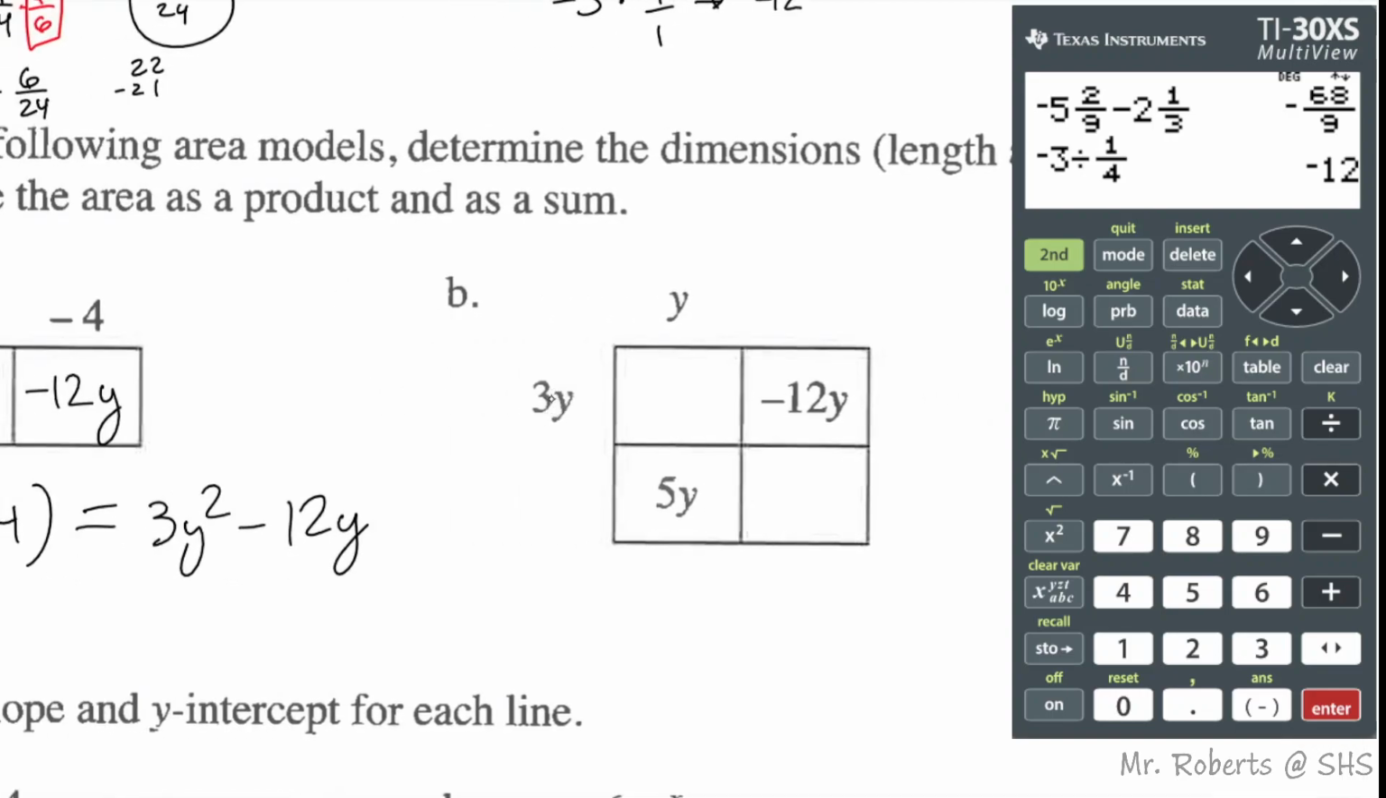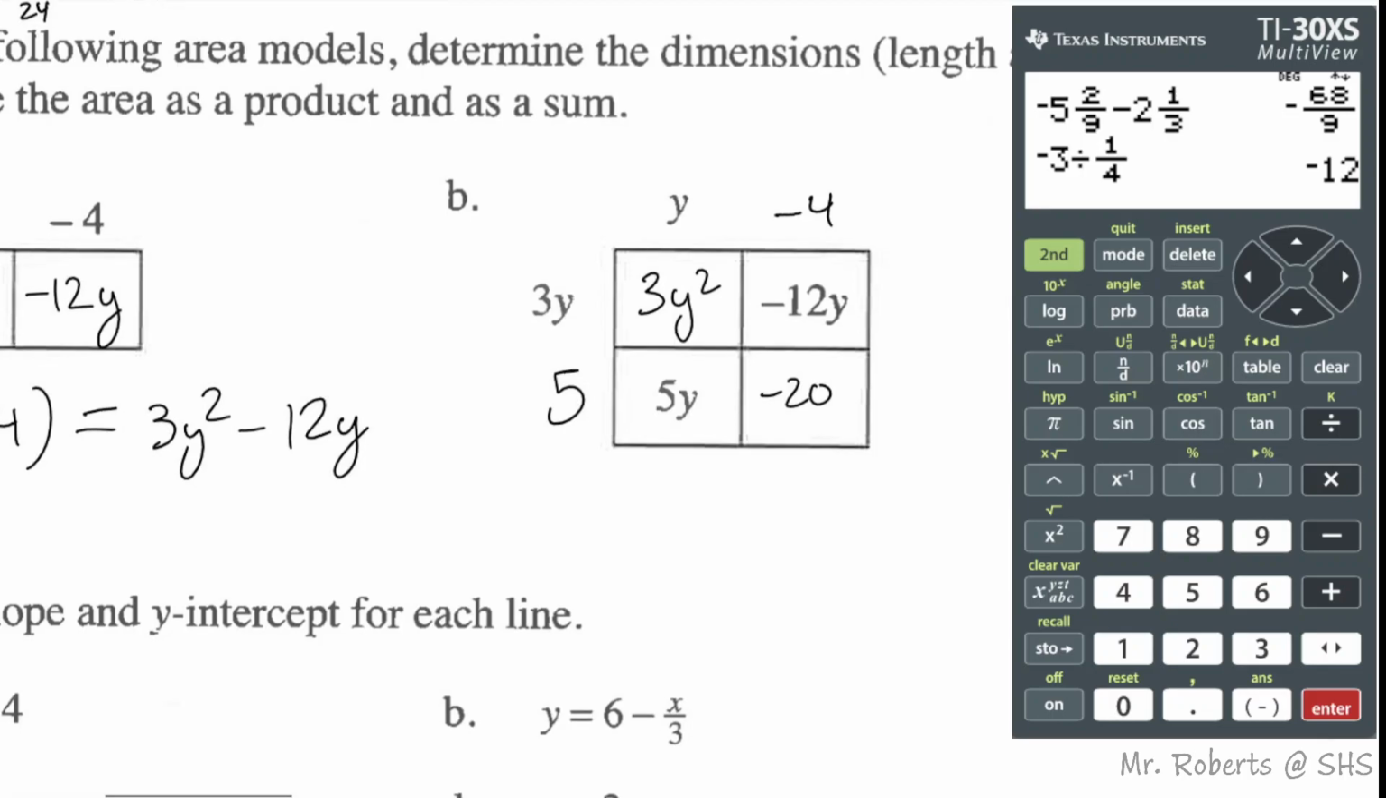Next, 3y times y is going to be 3y squared. And then if I multiply y times something, I get 5y. Well, that means this thing had to be a 5, right? Y times 5y gives me that. Let's see, 3y times something is giving me negative 12y. This would have to be a negative 4, right? Negative 4 times 3y is negative 12y. And then last, negative 4 times 5 would be a negative 20.